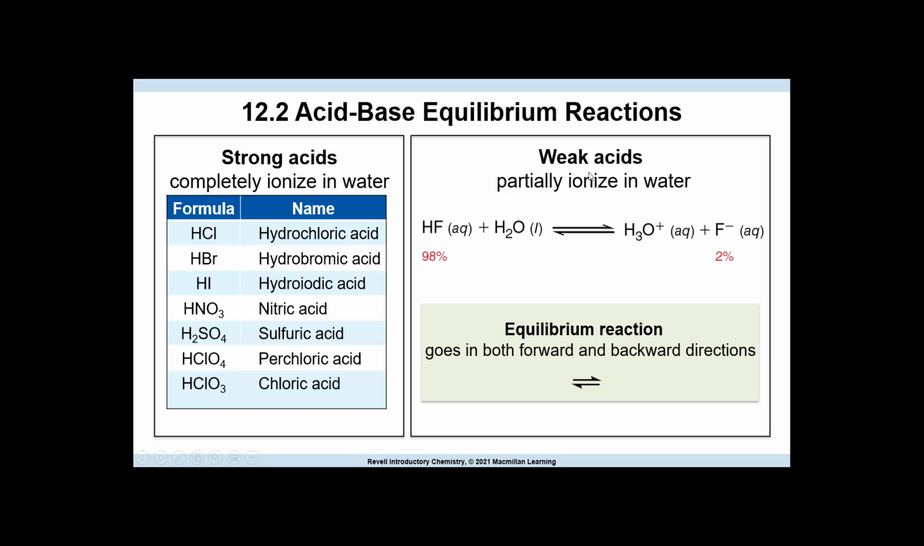So there are a number of weak acids, and they all partially ionize dependent on the acid. So not all of them do exactly this, where they stay at 98% and 2%. Some are more, some are less. I believe this is actually the less. But what it is that this will dissociate this way, and then some will come back together. The hydrogen and the fluorine will come into contact, and it'll go back this way.